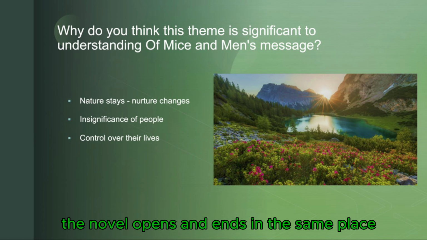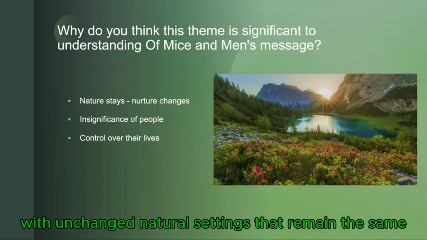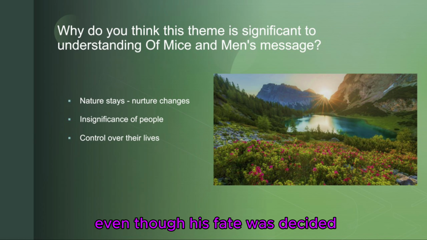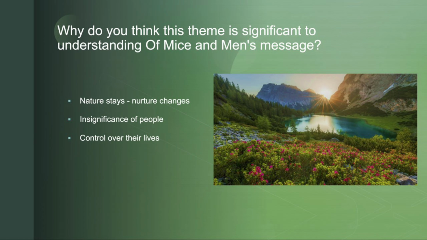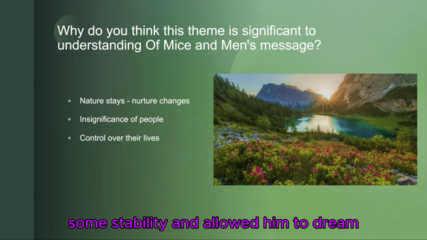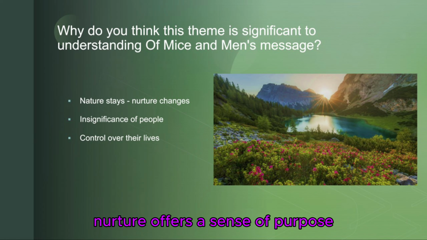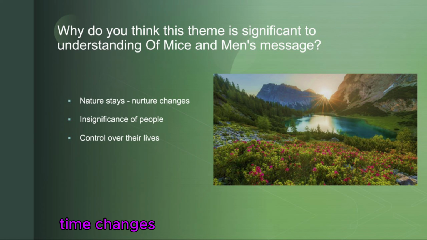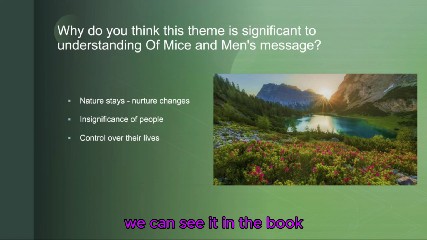As you said, the novel opens and ends in the same place, with unchanged natural settings that remain the same no matter what events happen in the book. Even though his fate was decided, George's care provided him with hope, some stability, and allowed him to dream. Nurture offers a sense of purpose. Nurture, on the other hand, can change over time. Time changes, people change. We can see it in the book.